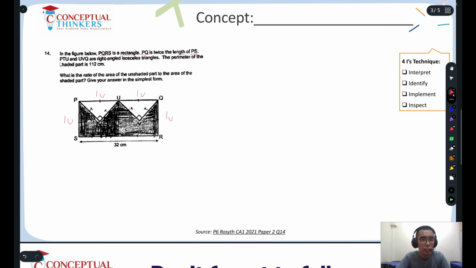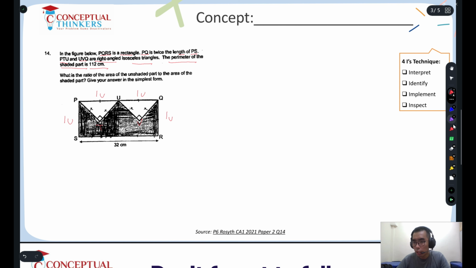Now PTU, for your information, this is U, this is V, and UVQ. No, sorry, this is not Q, U, this is T. Mistake here, so this is T. So PTU and UVQ are right angle isosceles triangles. The perimeter of the shaded part is 112 cm.